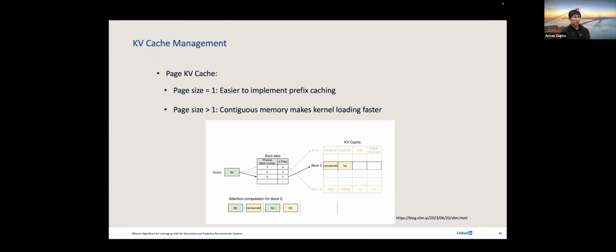When the page size is greater than 1, the cache is organized in larger pages where each page contains multiple tokens. The advantage here is that we can leverage contiguous memory layouts so that kernels can launch faster. GPUs are also more efficient when operating over contiguous chunks of memory, which reduces the overhead from scattered memory accesses.